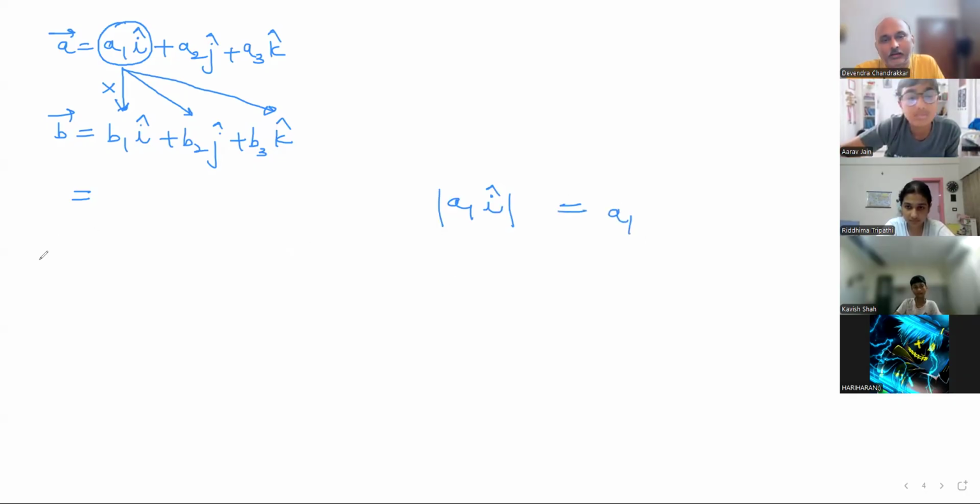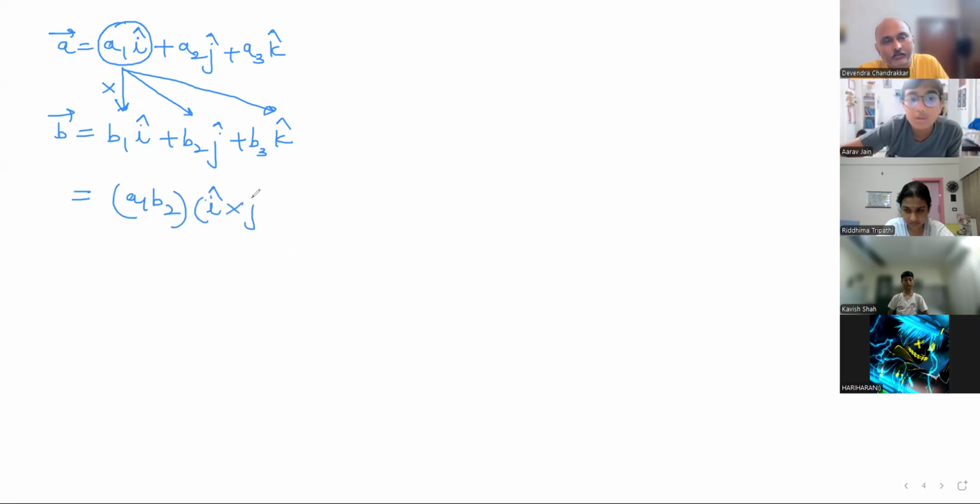So the magnitude of A1 I cap is A1, right? Cross B2 J cap. What is the magnitude of B2 J cap? It's B2. So first you multiply the magnitudes. So it's A1 B2, right? Now you do I cross J. What is I cross J? K cap. So remove this and write K cap. This is how you can do A1 I cap cross B3 K cap also. It will be A1 B3 minus J cap. Right? Okay.